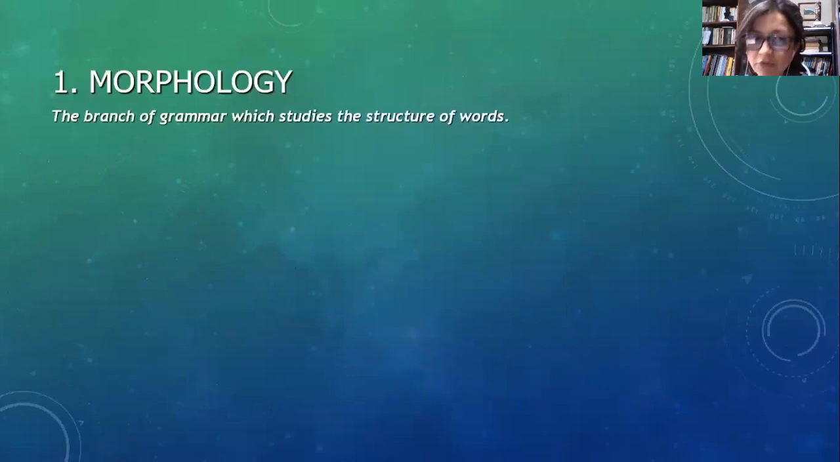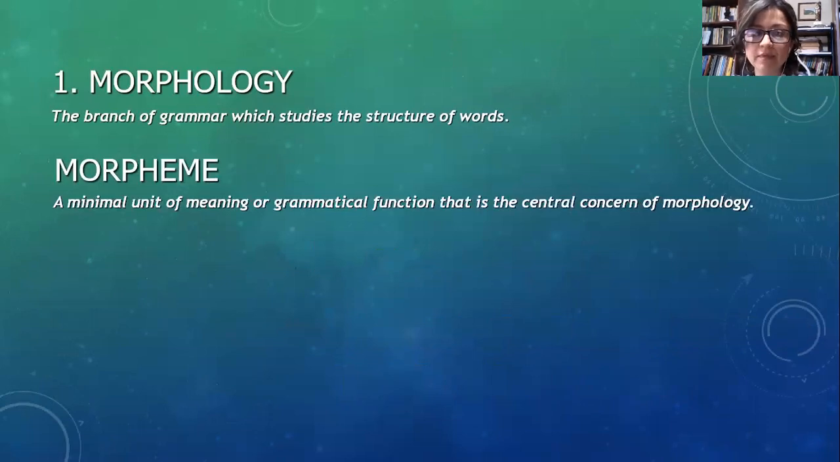Morphology. What is morphology? Morphology is the branch of grammar which studies the structure of words. Here, it's important to know that morphology studies words and their parts. Morpheme. A morpheme is a minimal unit of meaning or grammar function that is the central concern of morphology. Morphemes like prefixes and suffixes and base words are defined as the smallest meaningful units of meaning.